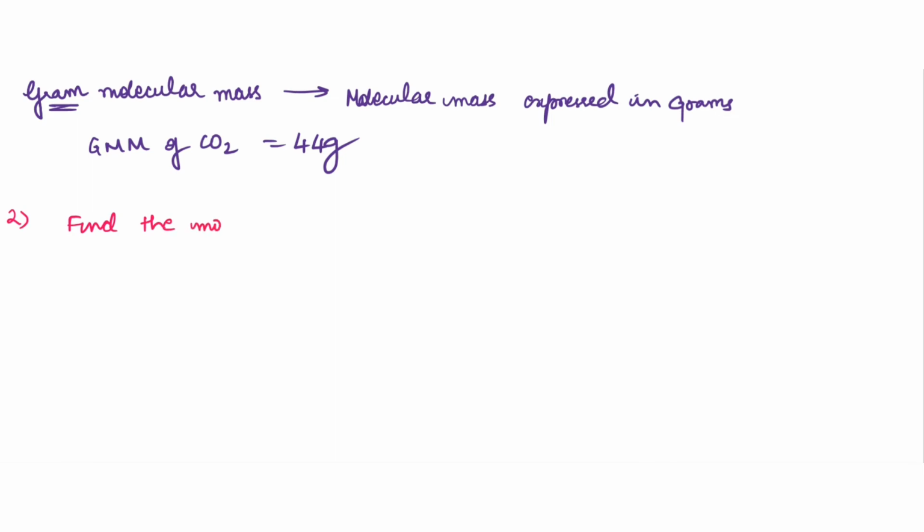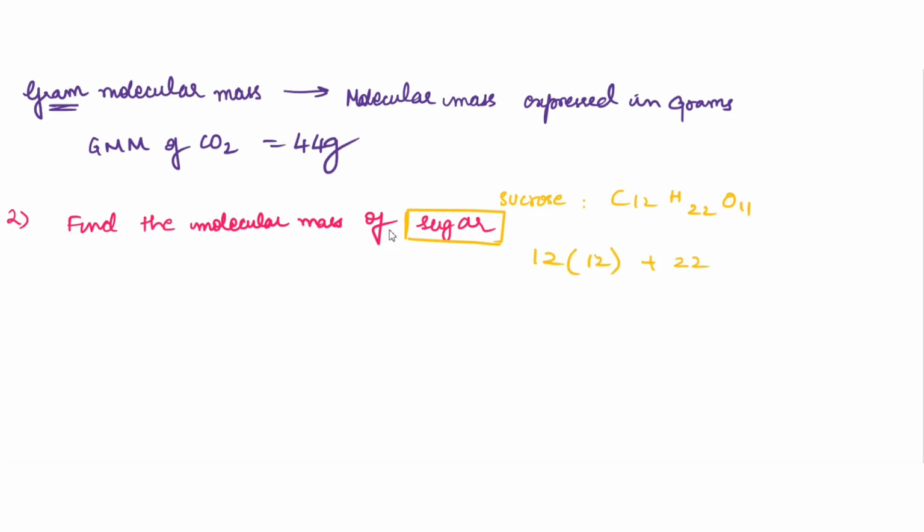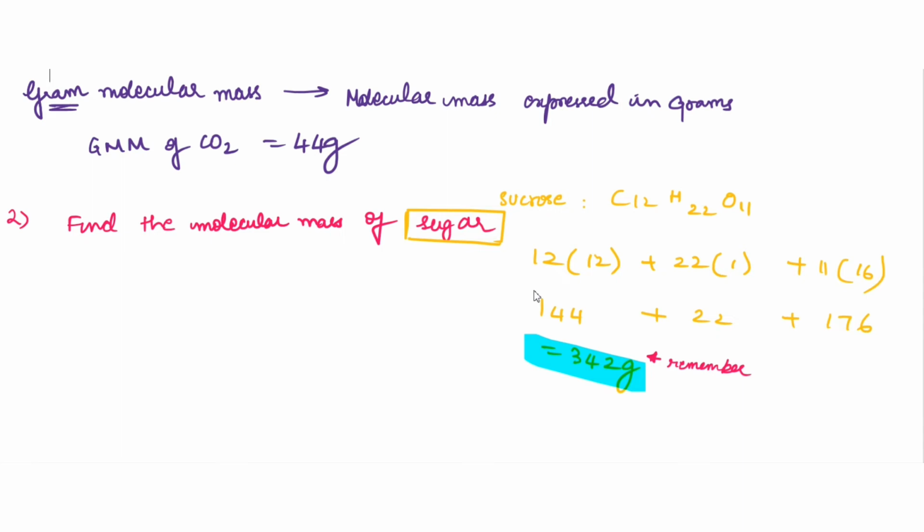Next question. Find the molecular mass of sugar. So now you might be wondering what is the formula of sugar. So for such questions, you first need to know the chemical formula of the compound given. Sugar is nothing but sucrose, which has the formula C12H22O11. So 12 times 12, carbon's atomic mass, plus 22 times 1 plus 11 times 16. So 12, 1, 16 are the atomic masses of carbon, hydrogen and oxygen respectively. So 144 plus 22 plus 176 gives us 342 grams as the gram molecular mass of sugar. So remember, this will be tested in many questions. It's actually a repeated one. So just remember, molecular mass of sugar is 342, or else you have to sit and calculate this whole thing.